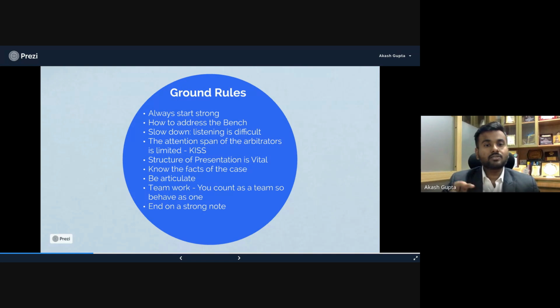It's not necessary to use a lot of pointers to convince the judge. If you can convince with 2 points in one issue, the judge is going to write an order to decide in your favor. Okay. Structure of presentation is important.